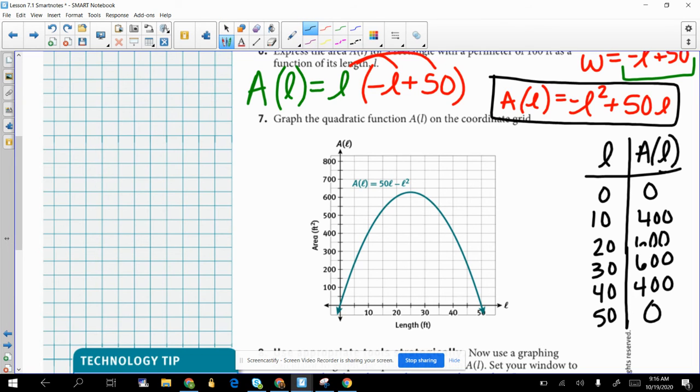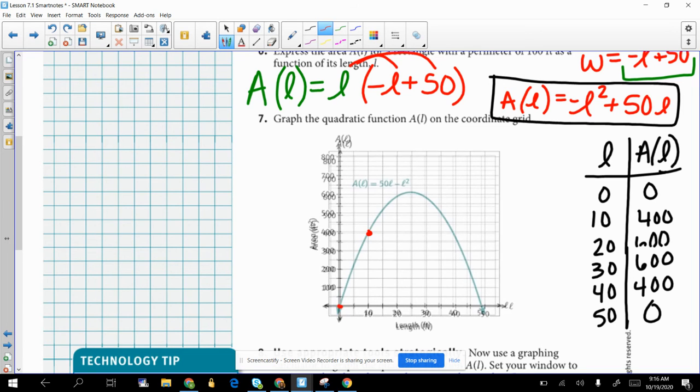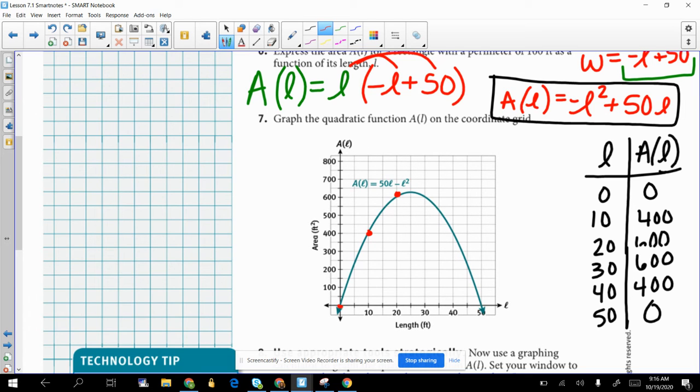Okay, noticing that we have the point 0, 0. We have the point 10, 400, 20, 600, 30, 600, 40, 400, and 50, 0. Okay, cool.